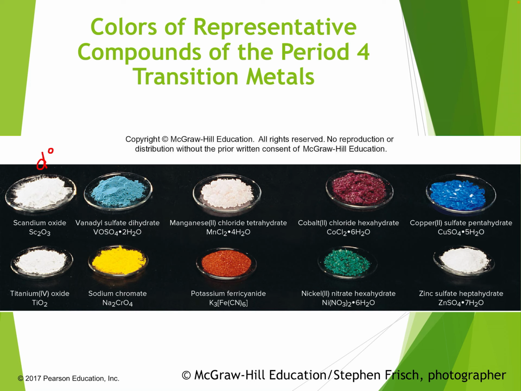So again, when we are diamagnetic, when we have all paired electrons, we're not seeing colors. But when we have things that are paramagnetic, they have unpaired electrons in those d orbitals, then we're seeing all of these pretty colors. And we'll talk more about why that is later in this chapter.